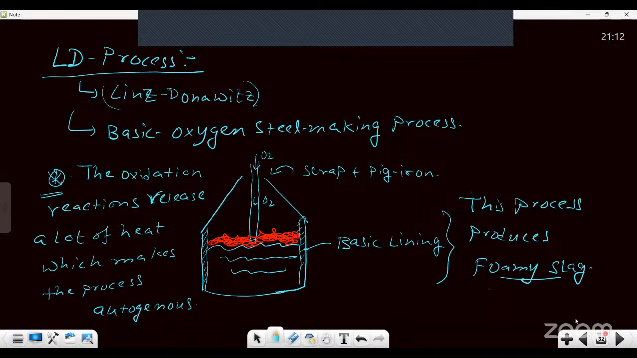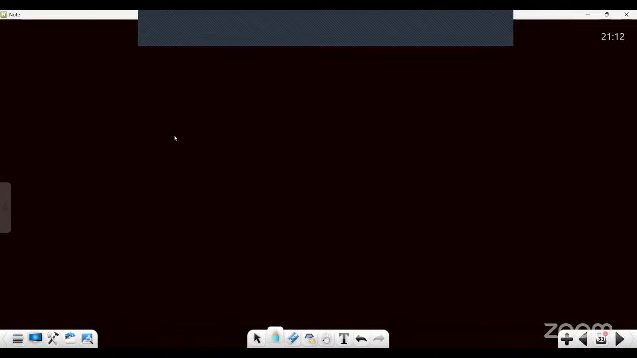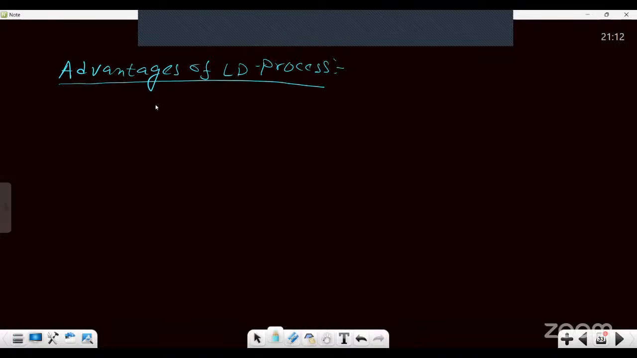Now, what are the advantages of the LD process? Let us understand the advantages of the LD process. Pure oxygen is blown, so there is no nitrogen contamination in the steel.